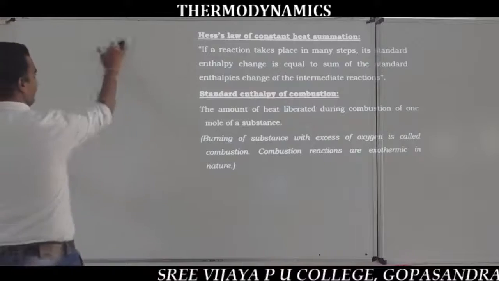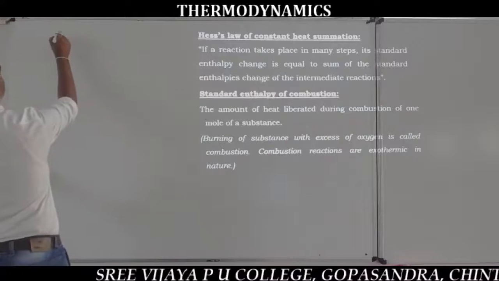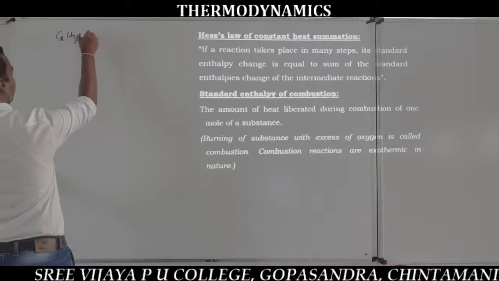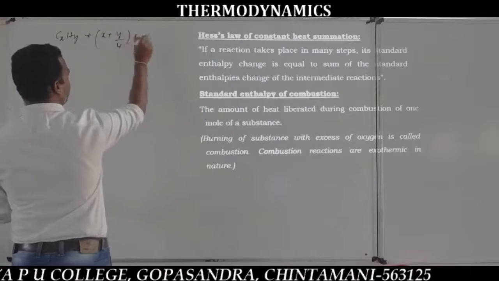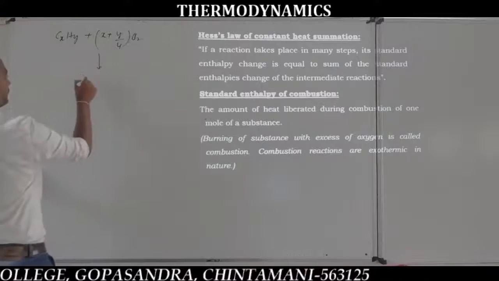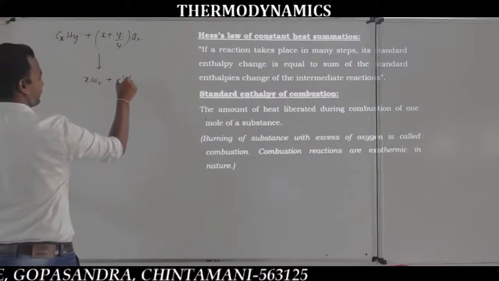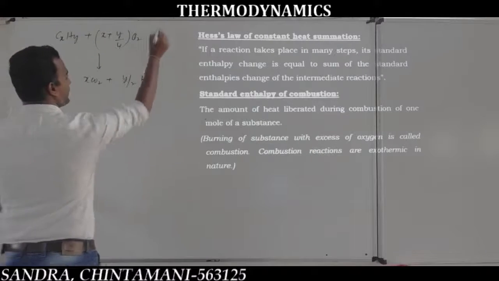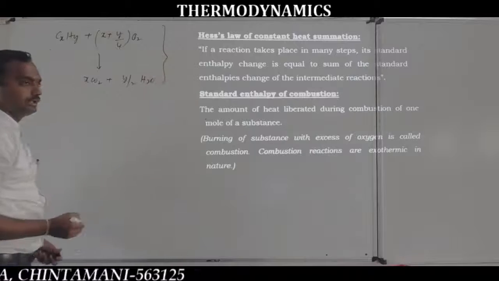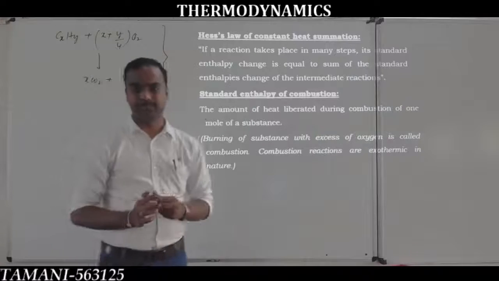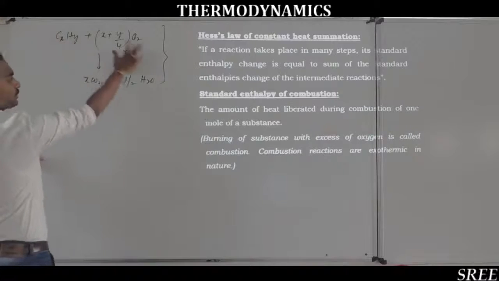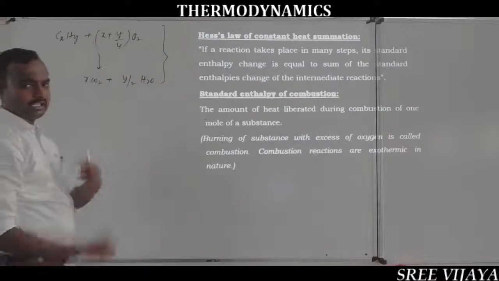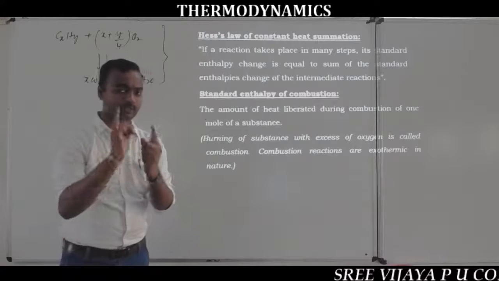So for example, let me take combustion. CxHy plus (x plus y by 4) oxygen is converted into x carbon dioxide plus y by 2 water. This is the general equation for combustion of any hydrocarbon. Take any hydrocarbon, I have taken CxHy. If you use this, you can easily get the combustion reaction, only for hydrocarbons.